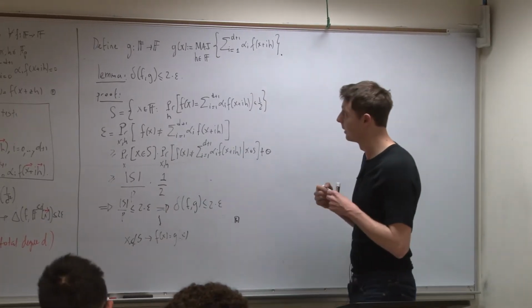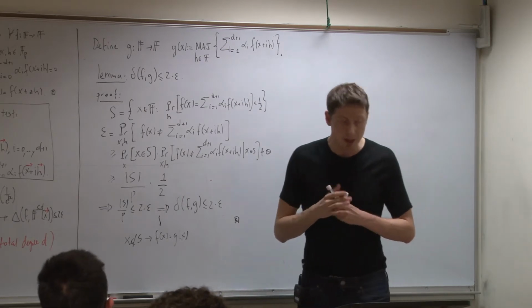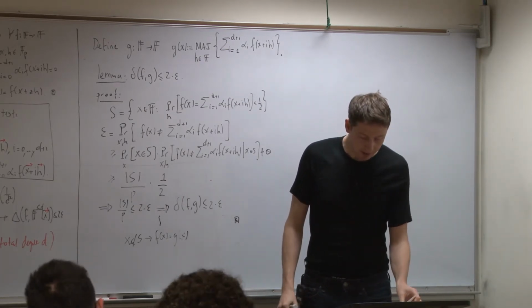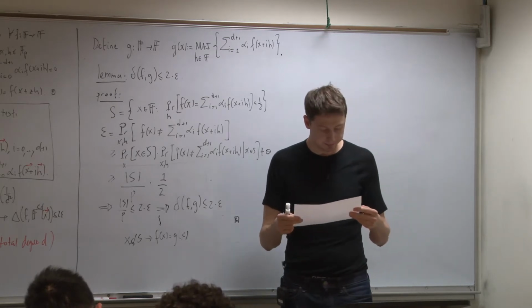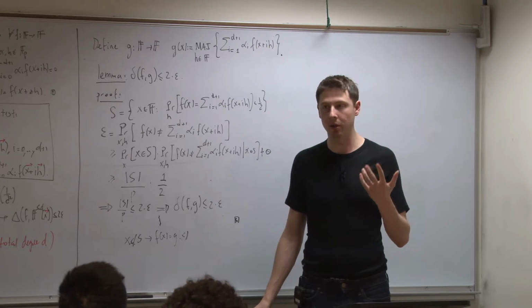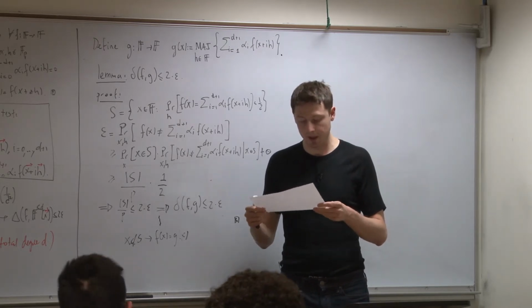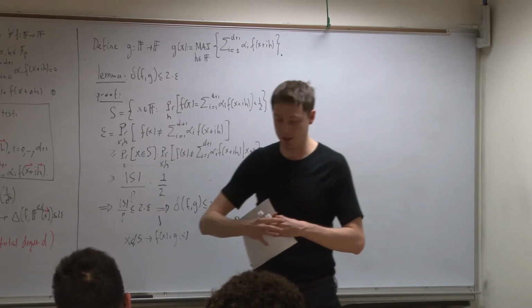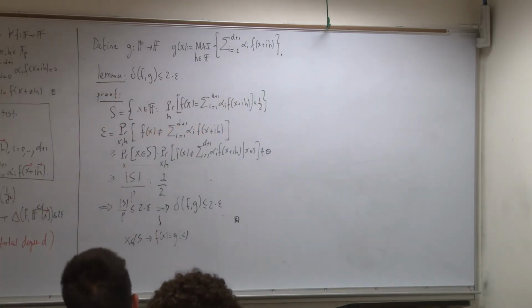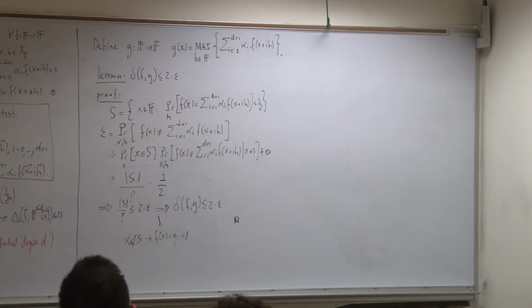So it means that this function is not too far. This was also the first step that we did in linearity testing. Then we had something called a collision argument. So let's try to see the analog of that, and for that, I'm going to get rid of this part.